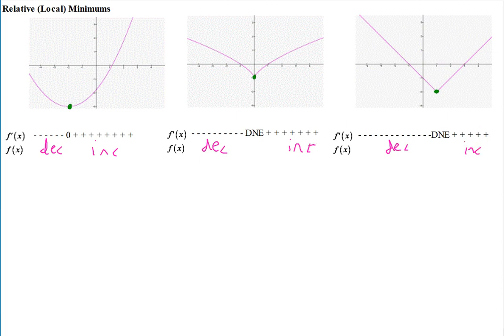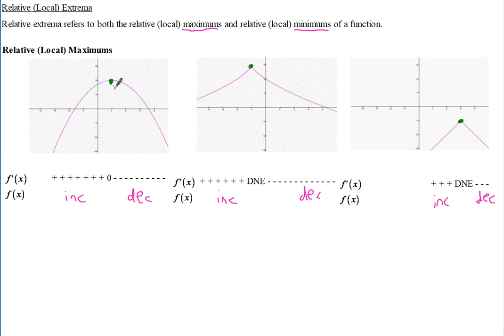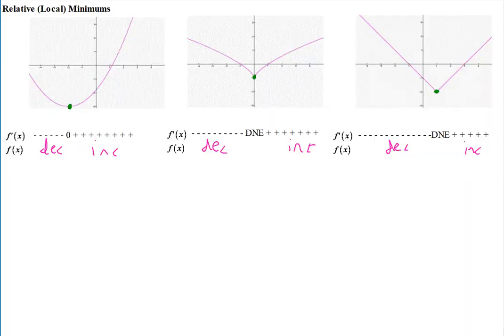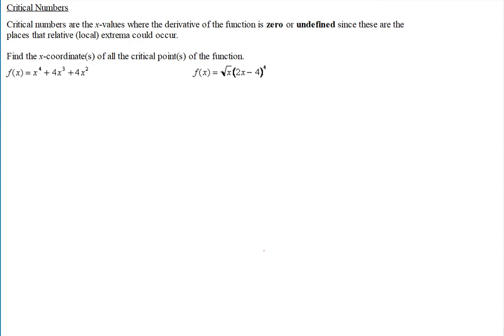So notice all the places we have relative minimums and relative maximums, they have something in common. The first derivative either is 0 or it does not exist. So that's what critical numbers are. Critical in this case meaning important. Sometimes they're called critical points, sometimes critical numbers. Same thing. It's where the derivative of the function is either 0 or undefined. And the undefined, that'll show us that the derivative does not exist.